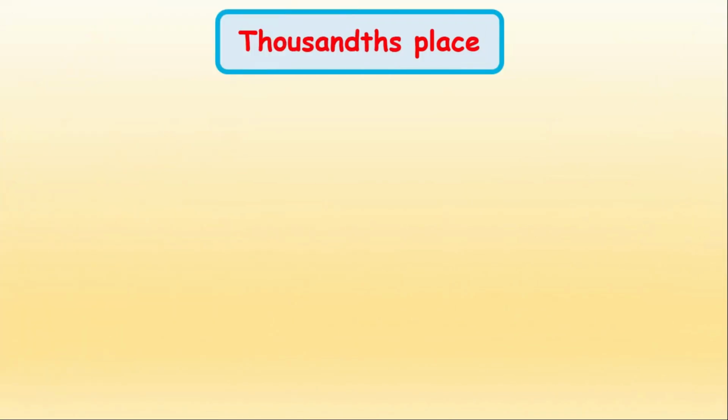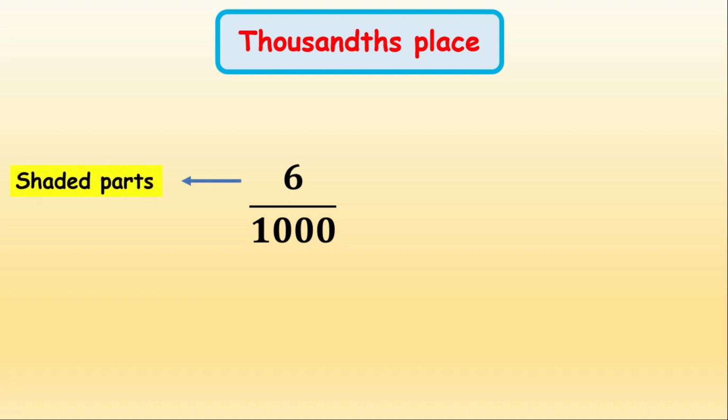Now let's talk about our lesson today, thousandth place. For example, 6 over 1000. The same, 6 refers to shaded parts and 1000 refers to total parts. So 6 over 1000. How do you write it in decimal form?